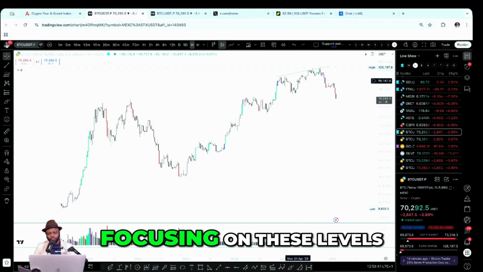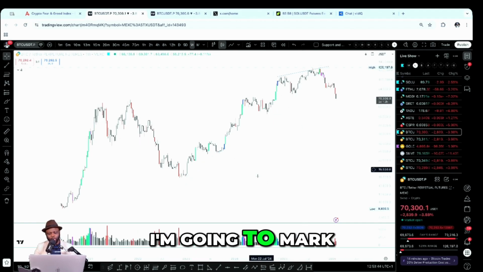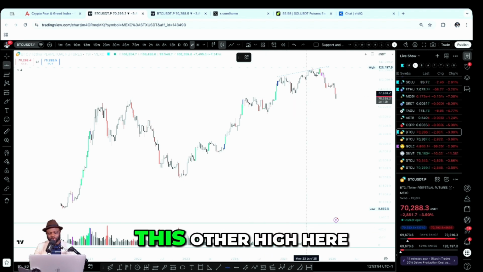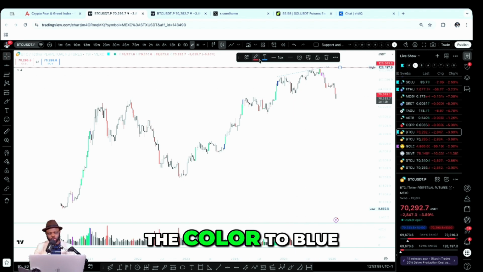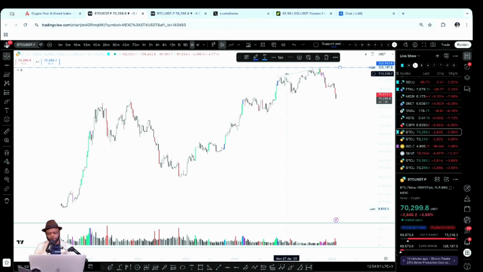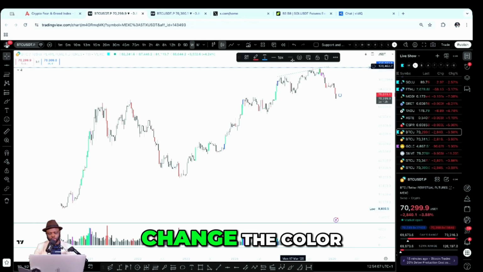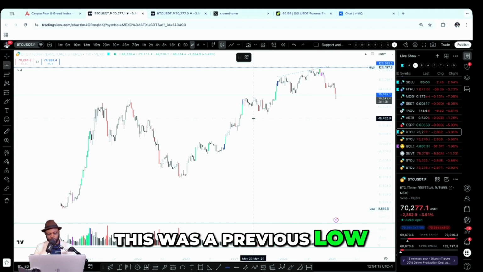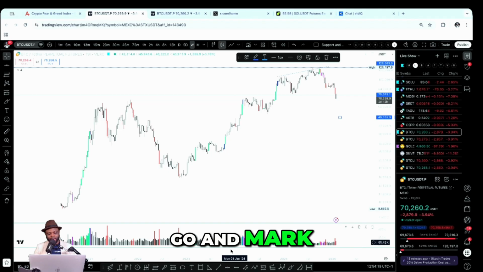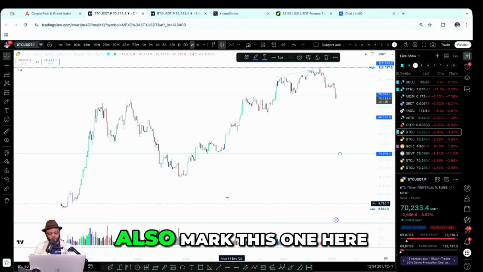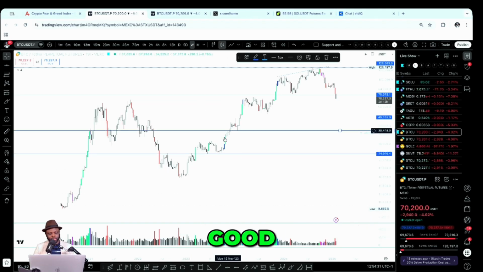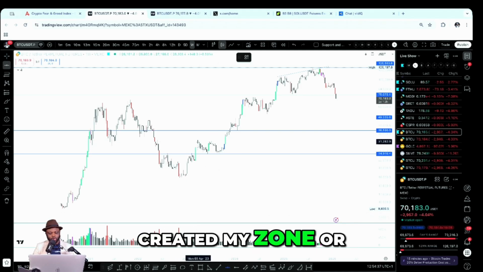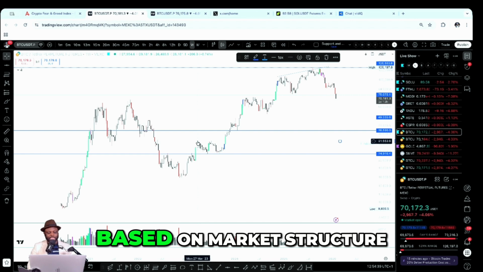Taking out this line now, focusing on these levels, I want to mark the low, this was the previous low, mark this low, mark this other high here. I want to change the color to blue, change this one also to blue. I'm going to mark the previous low, this one here, and this other low here, and also this one here. Good. Now, what I've done is simple. I've created my zones, ranges or levels based on market structure.